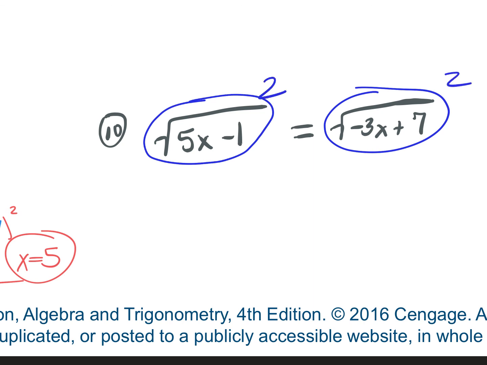What happens when I square a square root? So 5x minus 1. Good. What happens when I square a square root? It disappears. So I have negative 3x plus 7.